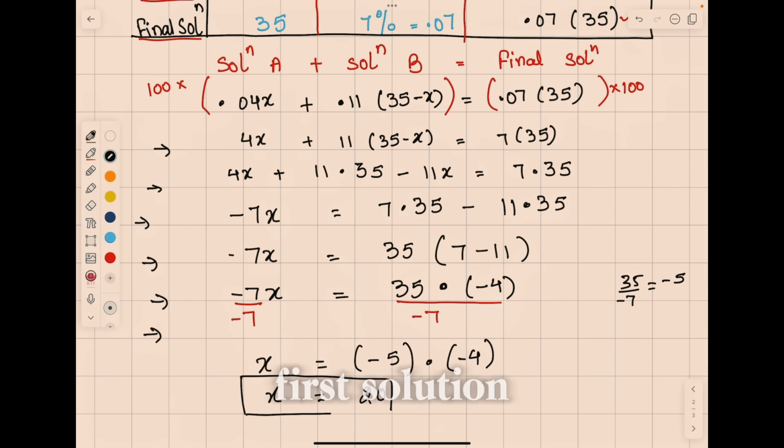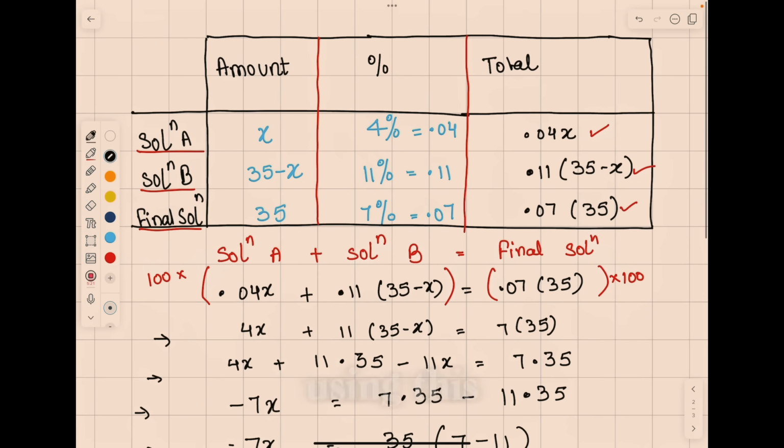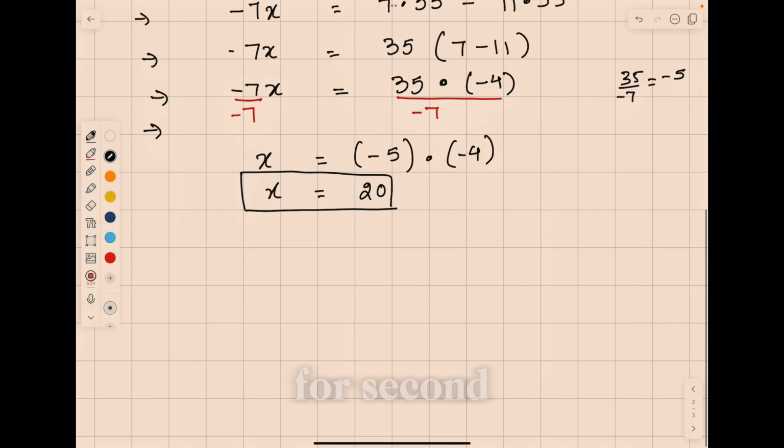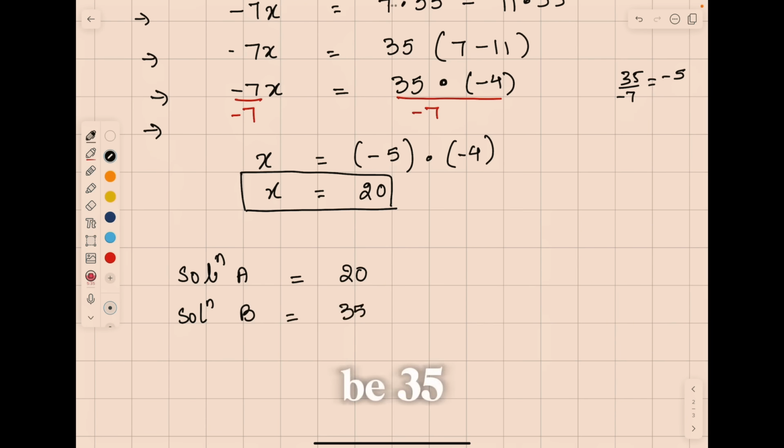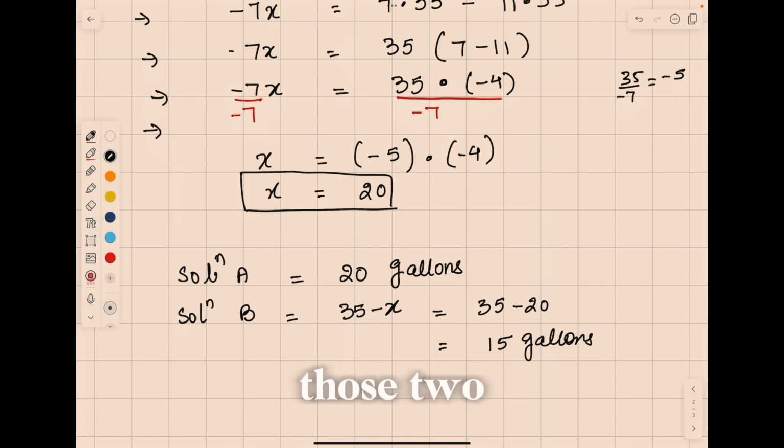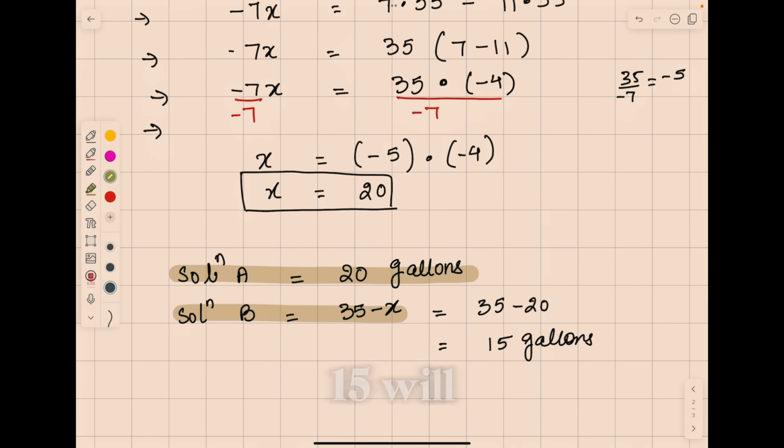So the amount of first solution used is 20 gallons. Using this value, we can find the amount for the second solution, or solution B. Solution A is 20 gallons, and solution B would be 35 minus x, or just 15 gallons. If you add those two solutions, you can see that they give you 35 in total. 20 plus 15 gives you 35 gallons, which is the final amount.